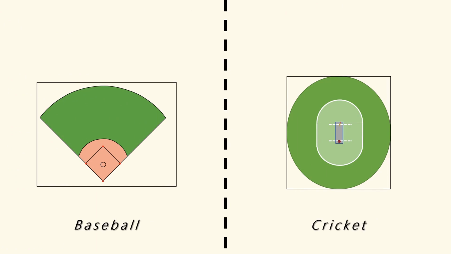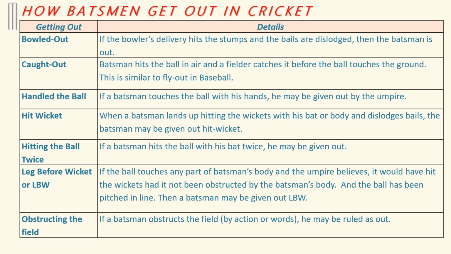Let's now get to cricket and see how a batsman gets out in cricket. There are many ways a batsman can get out in cricket. Let's start with bowled out. If the bowler's delivery hits the stumps and the bails are dislodged, then the batsman is bowled out.